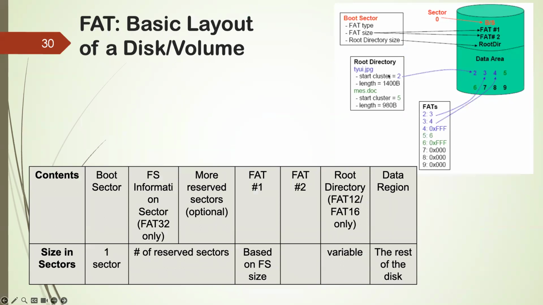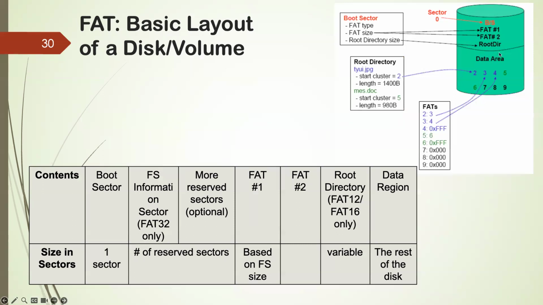So here is another example. You have the FAT file system stored on one particular hard drive. So you have this boot sector, the first sector, sector 0. Then you have this file system information, then two copies, FAT1 and FAT2. Then you will have the root directory.